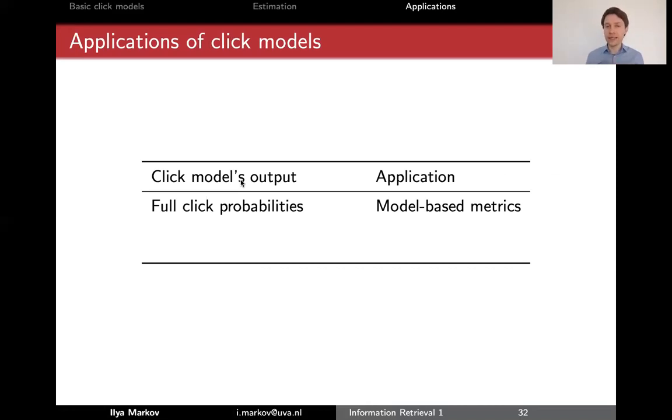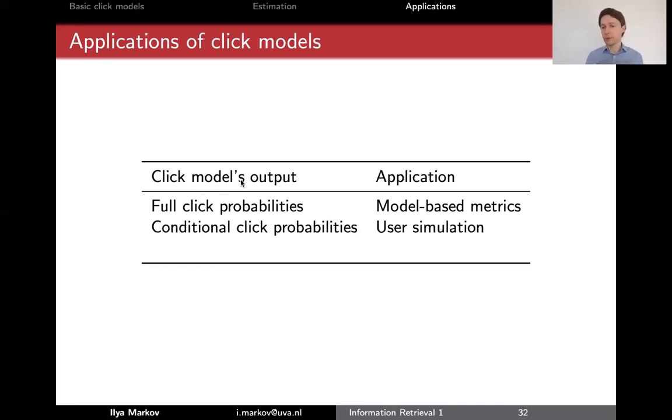Actually, you saw that in the lecture by Evangelos, where he derived metrics based on user models. So you remember RBP, rank-based precision, and ERR, expected reciprocal rank. Those are the model-based metrics because they are based on user models, and we will revisit ERR in a second. So basically, full click probabilities from click models can inform the creation of offline metrics, and they have already done that, and they continue doing that.